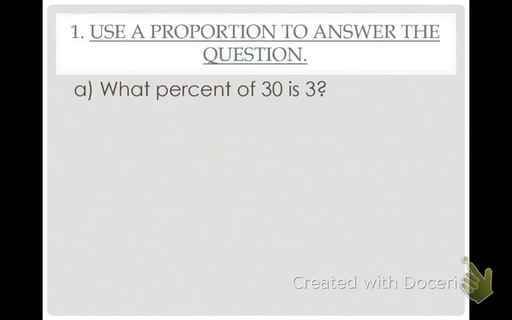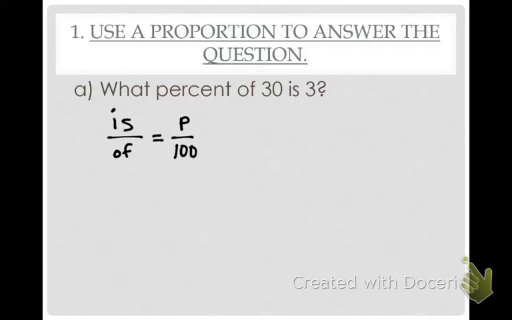This is asking us to use a proportion to answer the question. Do you guys remember what a proportion is? It's when you have two fractions set equal to each other, okay? Two ratios set equal to each other. So here's the question that it's asking us. What percent of 30 is 3? Looking back at the original slide, what is that proportion that we're going to use in our lesson today? Keep reading me the whole thing, everyone. Is over of equals P over 100. All right, so let's go ahead and write that. Is over of equals P over 100. We're going to use this proportion to help us find the answer.